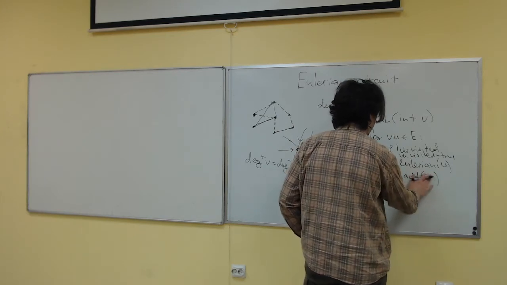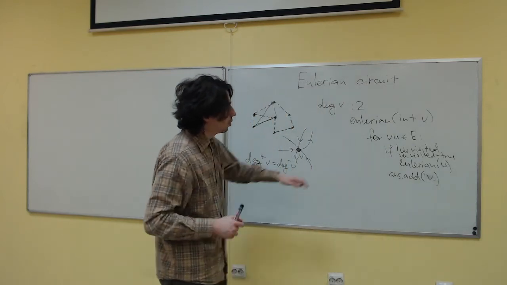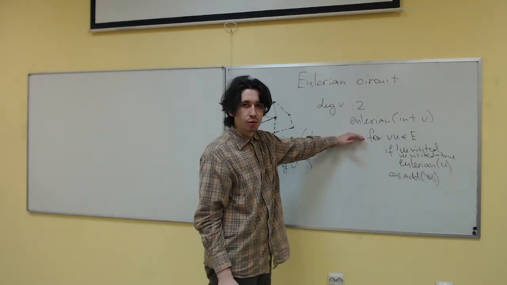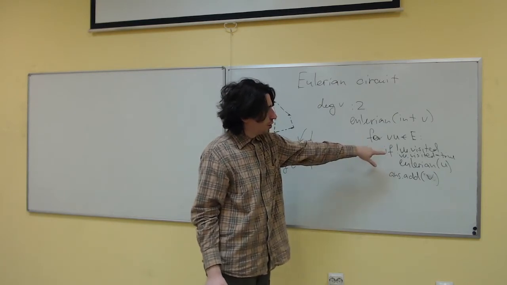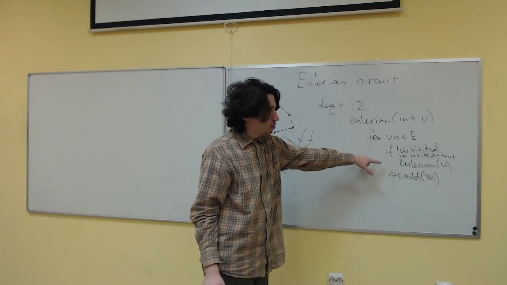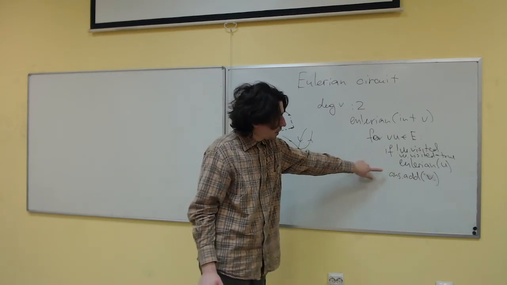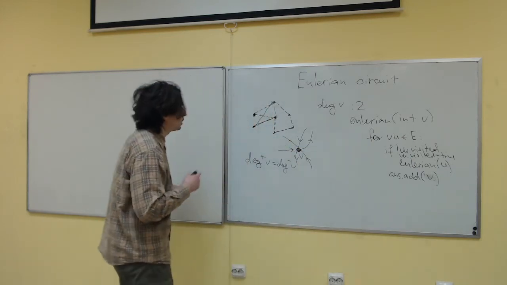Then add v just to restore. So we go for each edge, for each outgoing edge, and if the edge is not yet visited, we visit it and call recursively with u, and then add v to our Eulerian cycle. So how will it work here?